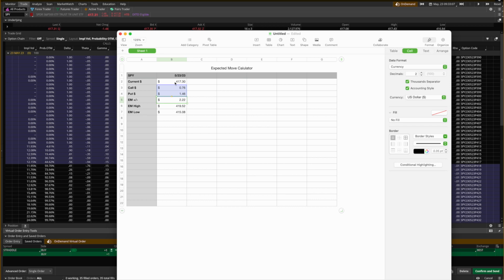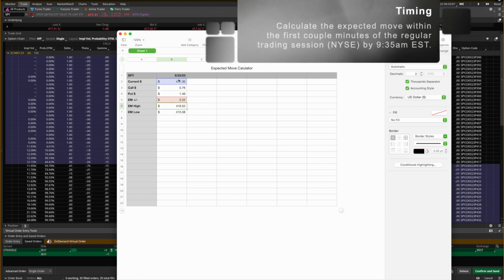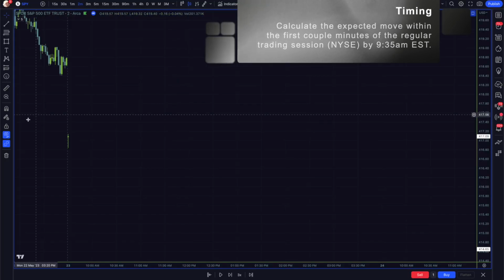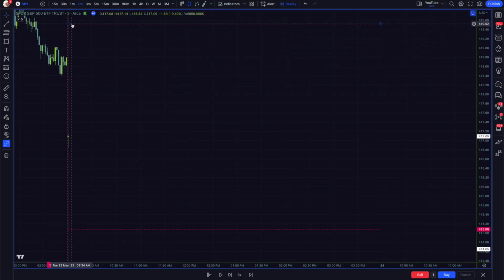Then you can take the current price of whatever you're looking at, in this case SPY, you add the expected move and you subtract the expected move, and you get the high price and low price expected for that day, in this case May 23rd. Now I take this and plot it on my charts, so I have my two lines here.